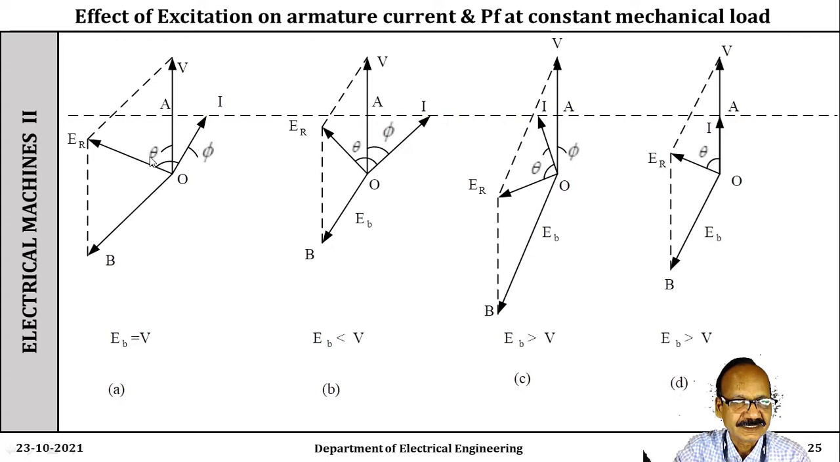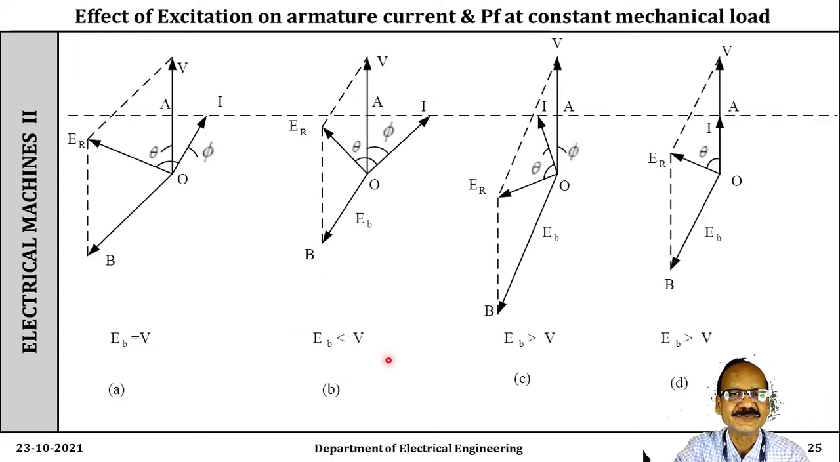Now in case 1, where the excitation is 100% and back EMF equals Vph, the motor works on a lagging power factor and the magnitude of the current is a little bit less, lagging the voltage by a small angle. Now when the excitation becomes less than 100%, it is known as under excitation and the motor works on a lagging power factor.